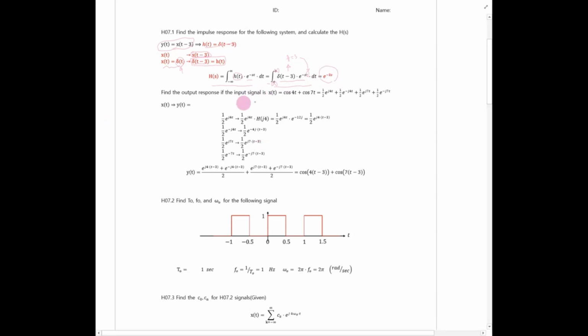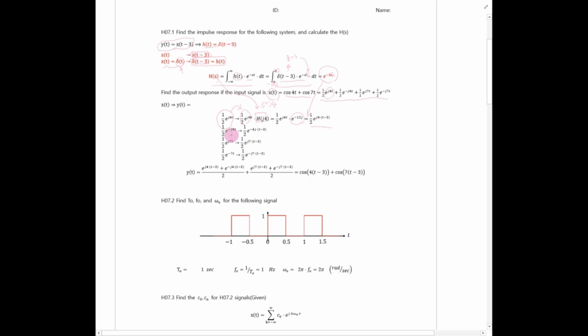For the second one, if the input is a sinusoidal function like that, we can decompose it as complex exponential functions like that. So we know each response of that. Firstly, if this input is applied, then the output is just the input scaled by this transfer function. S is replaced by j4. So if you replace the s with j4, it gives minus 12j from here. Then we can have this result.